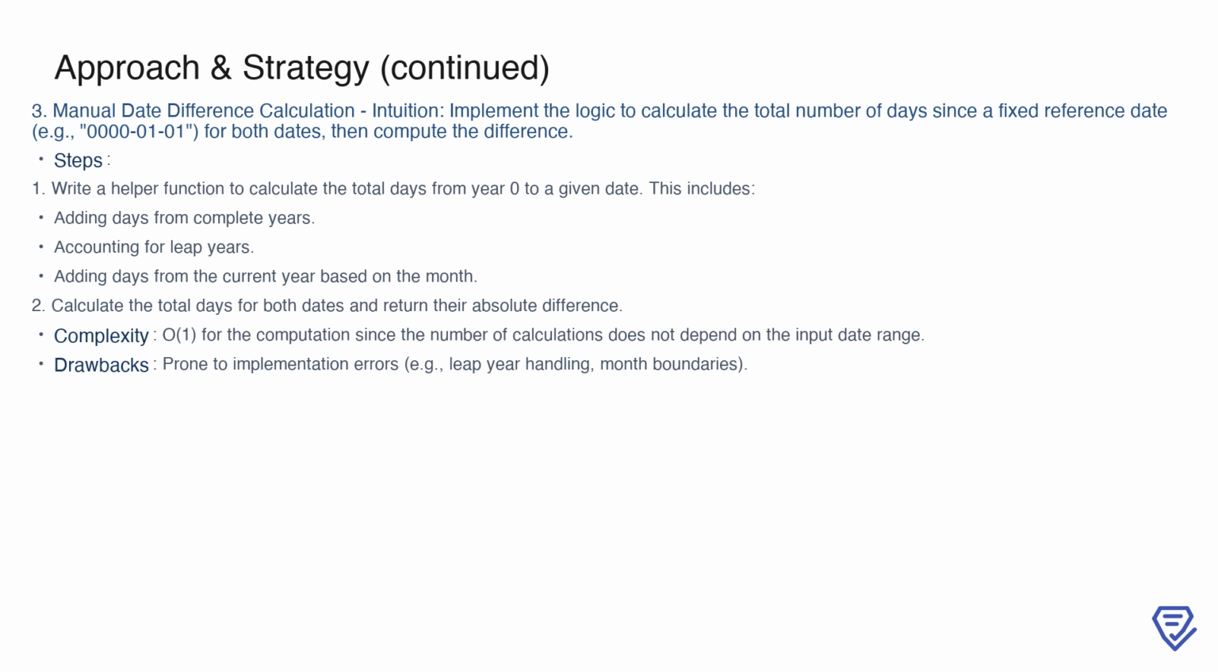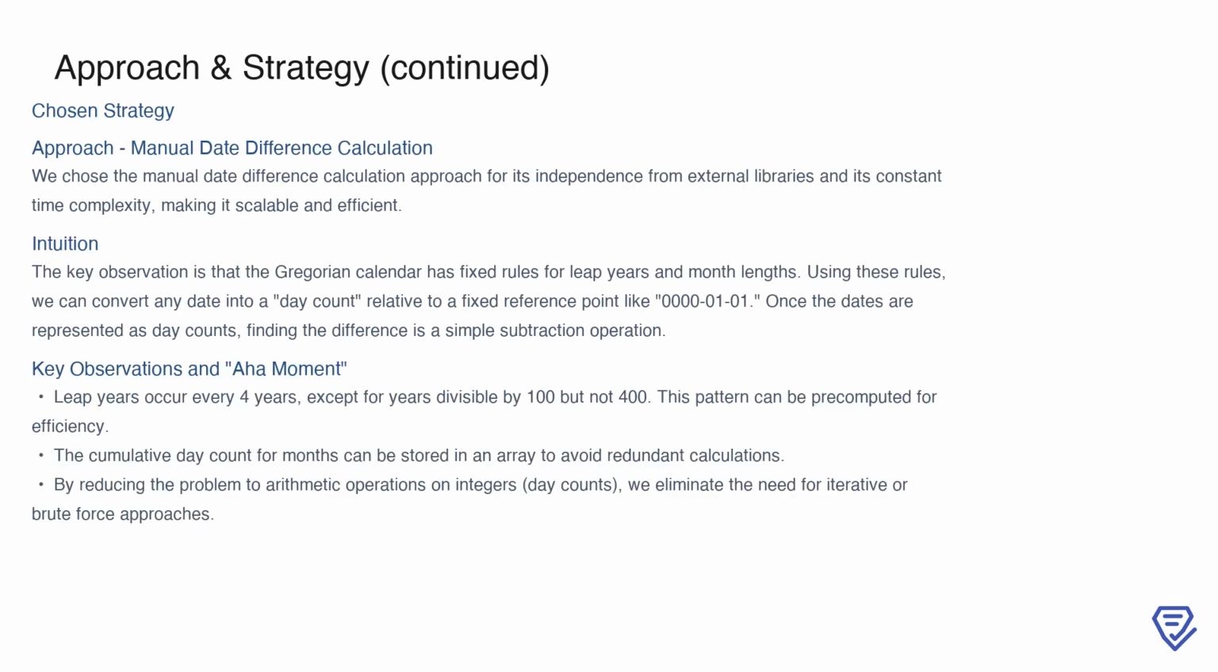However, it can be challenging to implement correctly due to the complexities of handling leap years and month boundaries. Even small errors in these calculations could lead to incorrect results, so careful attention to detail is required. For this problem, we selected the manual date difference calculation as our strategy. It offers independence from external libraries and guarantees constant time complexity, making it both scalable and efficient.